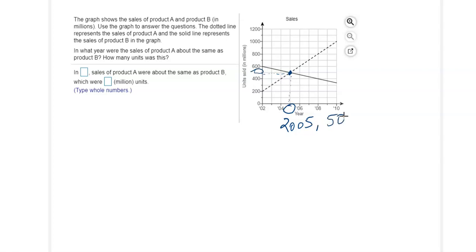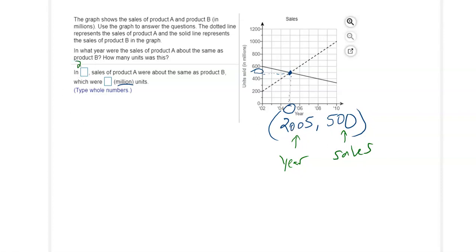So it's going to be 500, and this is in millions, so it's 500 million, but the answer over here already has the millions acknowledged, just like in the graph, so we could just use 500 as our answer. So where the two graphs cross each other is at 2005, 500. So 2005, that's the year, that's the time. And the 500 is the sales, right?